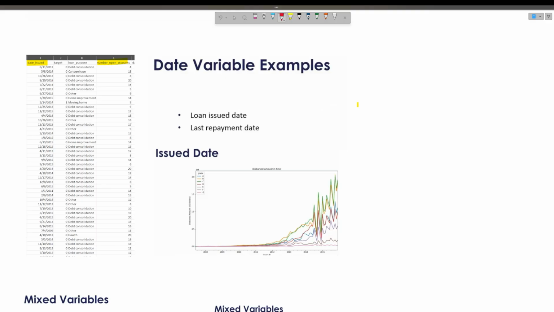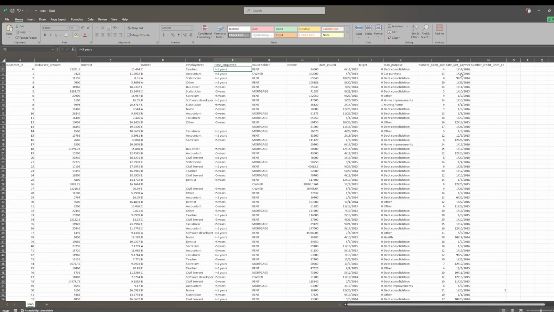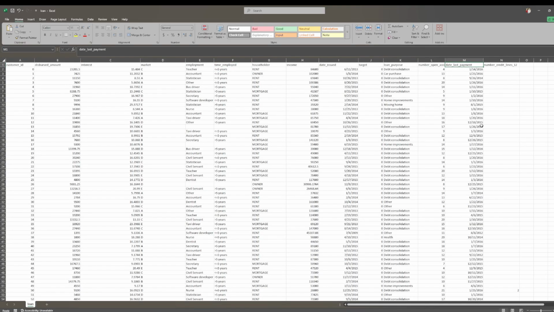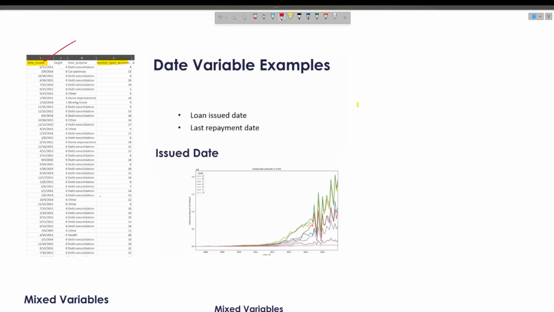Now, talking about the same thing we have just learned, you can see the date issued we have in the loan CSV. So it's totally a date, right? So here, the date variable is the date when the loan is issued, and last repayment date, which is not included here. If we have that, let's look into it. Last repayment date. Okay, here you can see last date payment. That's it. So it's again some sort of date, a date variable.